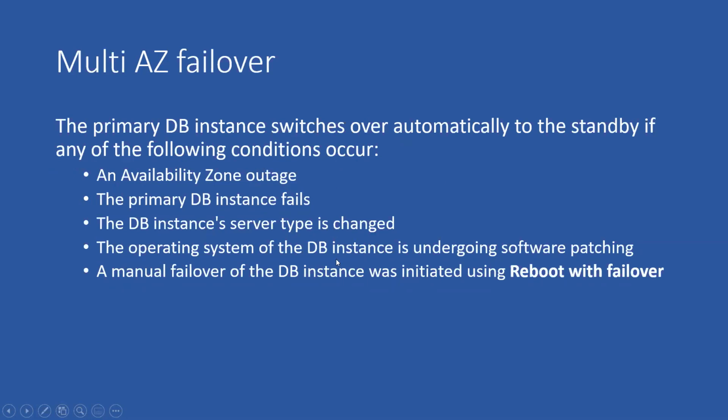And the operating system of the DB instance is undergoing software patching. If there is planned maintenance from an Amazon perspective, it will automatically fail over. It will promote your standby database as primary, then apply the operating system patches, and then it will turn back up. Or a manual failover of the DB instance was initiated using reboot with failover. You will be able to do that.